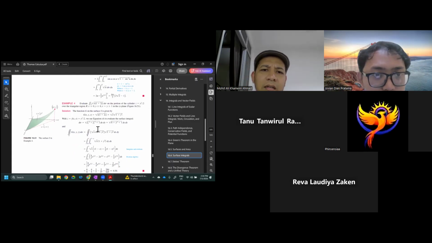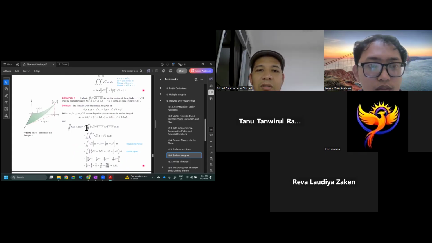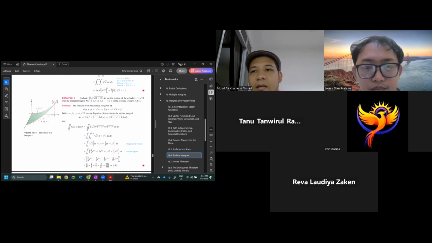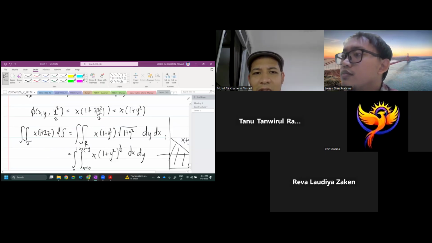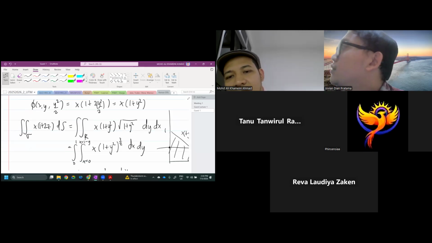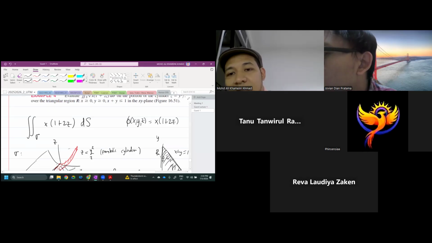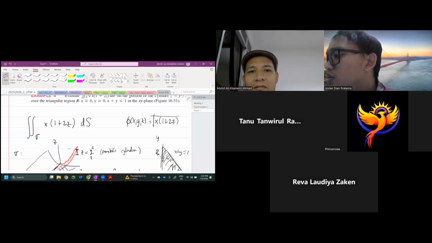Should be square root here. Do I miss square root there? Yeah, should be square root, right? That's why I got a complicated solution here. I'm sorry. This one should be square root. Careless mistake. Okay, this one should be square root here.